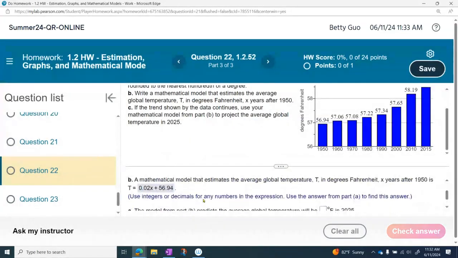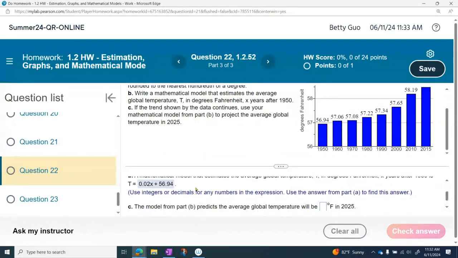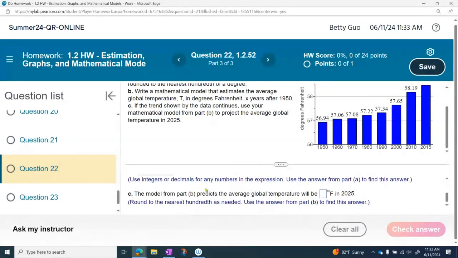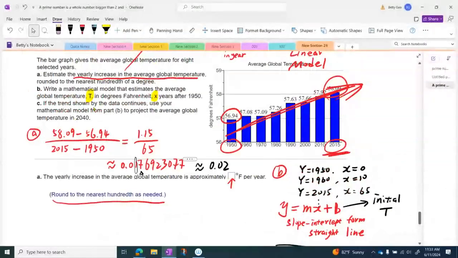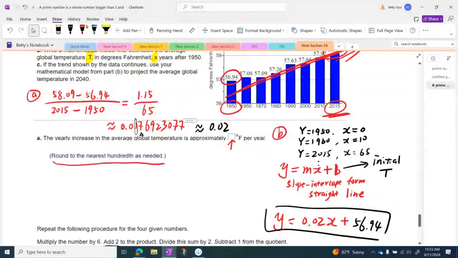So part B is just to figure out the equation of the straight line that can model the linear trend from the picture. Part C. If the trend shown by the data continues, use your linear model from part B to predict the average global temperature in 2040. Okay, so let's see part C.